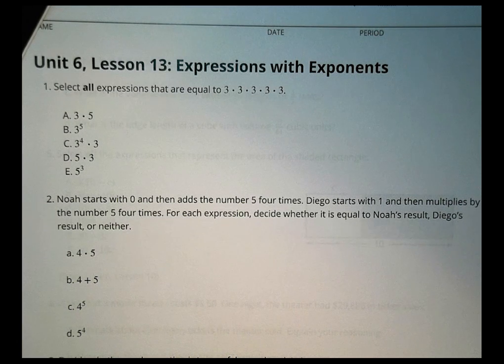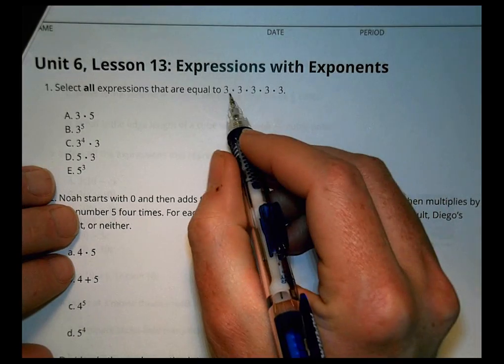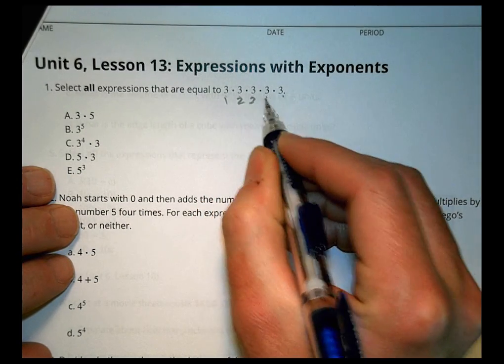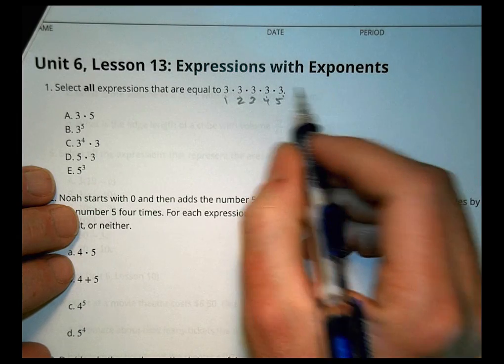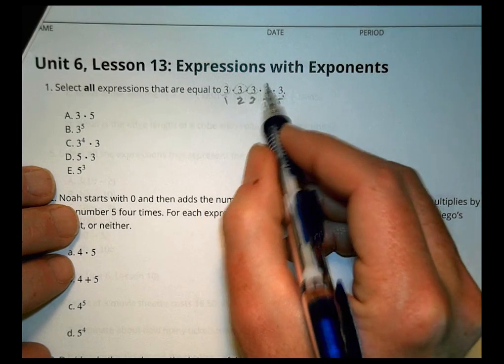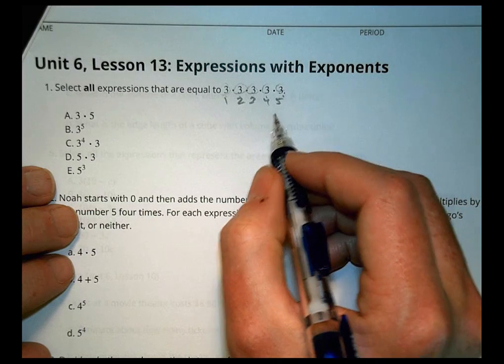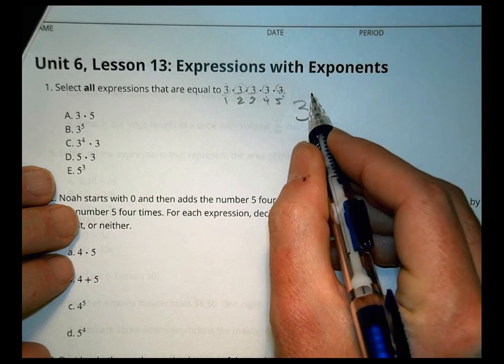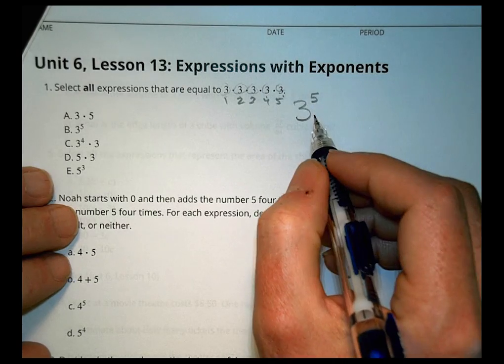Here we go, homework time. Select all the expressions that are equal to 3 times 3 times 3 times 3 times 3. Well, we have 1, 2, 3, 4, 5 3's there. So because we are repeating this multiplication of 3, or tripling it 5 times, this is the same as saying 3 to the 5th power, because there are 5 of those guys there.